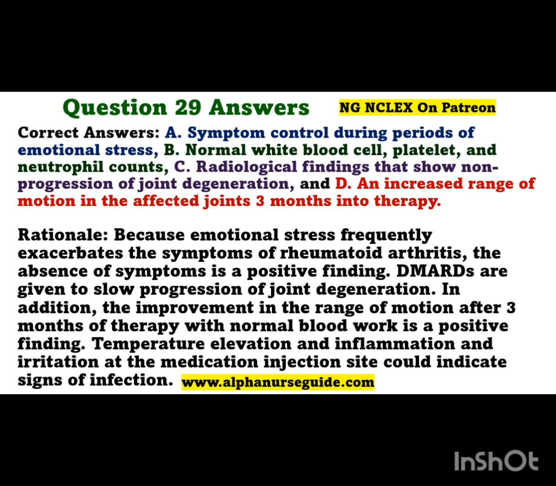Rationale: because emotional stress frequently exacerbates the symptoms of rheumatoid arthritis, the absence of symptoms is a positive finding. Disease-modifying anti-rheumatic drugs are given to slow progression of joint degeneration. In addition, the improvement in the range of motion after 3 months of therapy with normal blood work is a positive finding. Temperature elevation and inflammation and irritation at the medication injection site could indicate signs of infection.